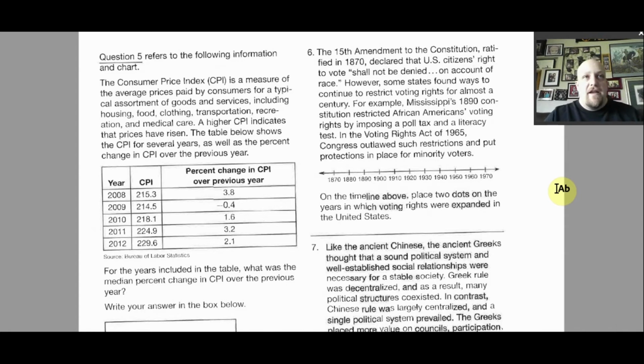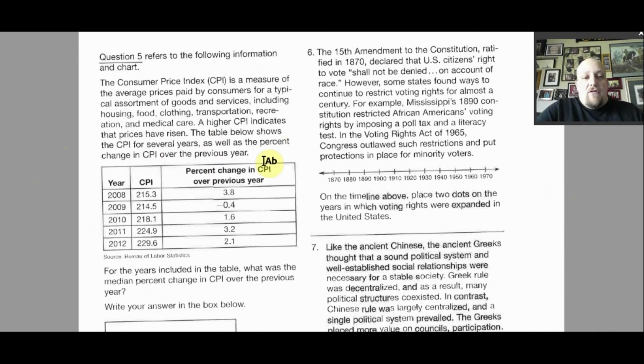So if something's like $30 for toilet paper, it's obviously way high. If it's $2 for a roll of 20 toilet paper, it's too low. So the Consumer Price Index gives you kind of an idea of what the average should be. A higher CPI indicates the prices have risen. So we're looking at some inflation there.